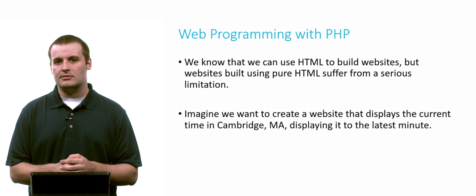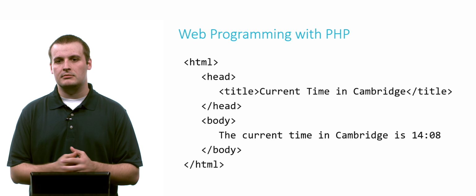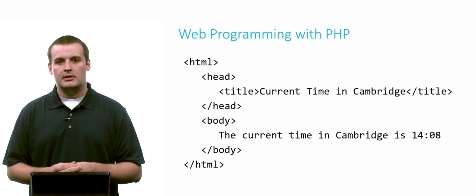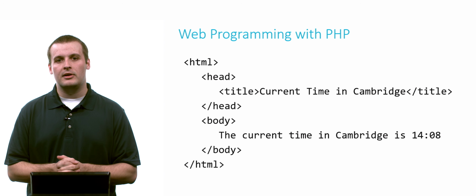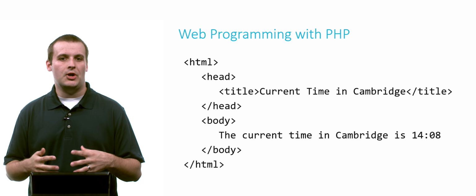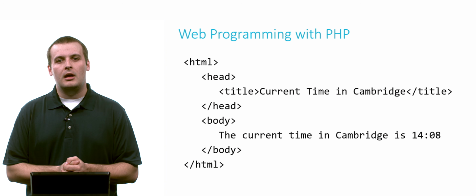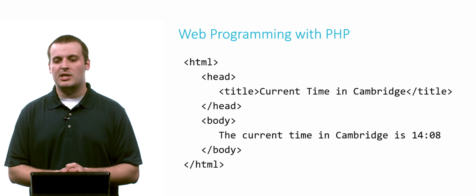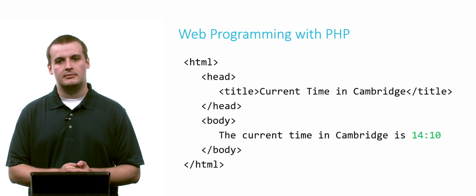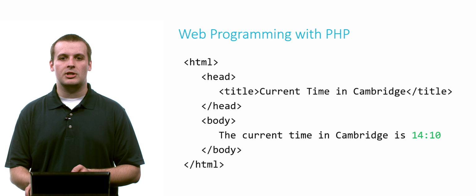If I was making this right now, I might say something like this. Current time in Cambridge, so I have HTML tags, head tags, title tags, body tags. The current time in Cambridge is 14:08, printing out in military time. What happens if it's now 2:09 p.m., 14:09? Well, so far with HTML, I have to go in and change it to 14:09. And then 1 minute later, I have to change it again. And then 1 minute later, I have to change it again.